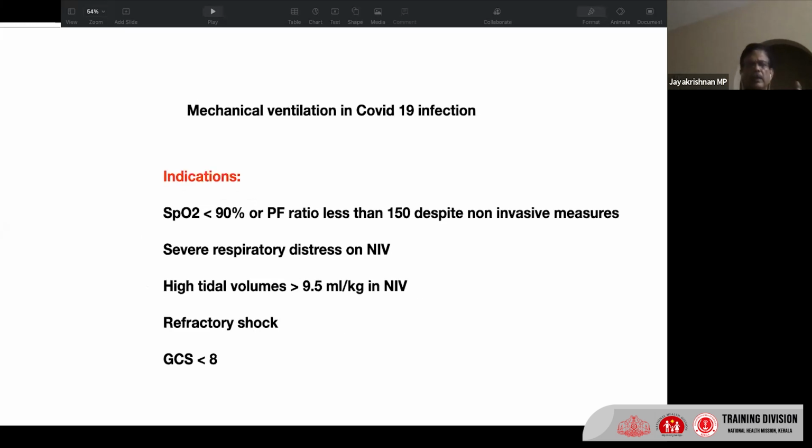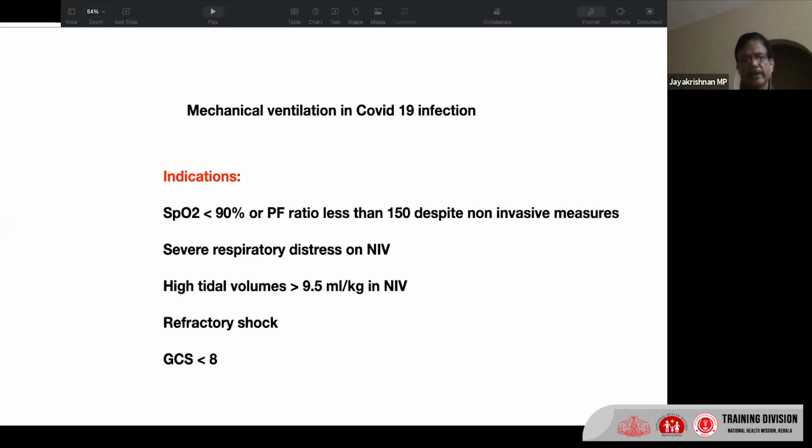But as a last resort, we may have to resort to mechanical ventilation. So despite non-invasive ventilation or despite your HFNC, the saturation continues to be less than 90%, or the PaO2 divided by FiO2 ratio, we call it the PF ratio, is less than 150 despite NIV. Severe respiratory distress is there in a child who is already on NIV. The child is breathing with a lot of vigorous effort, and large tidal volumes, more than 9.5 ml per kilogram, are generated on NIV.